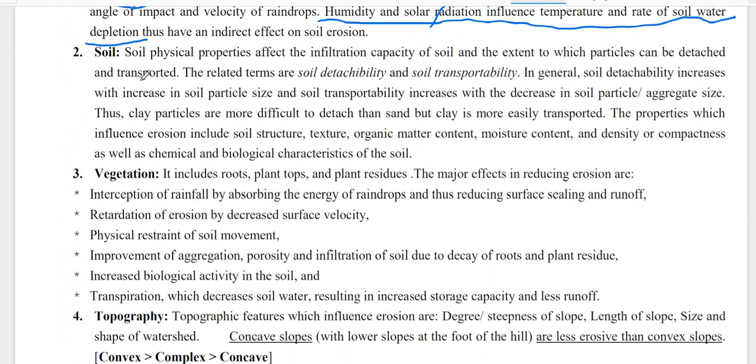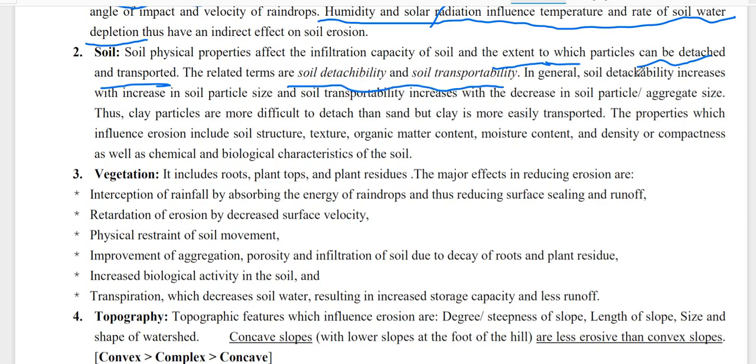Now the second is the soil. Soil physical properties affect the infiltration capacity of the soil, and the extent to which the particles can be detached and transported. So to some extent it will also depend on detachment and transport. The related terms are soil detachability and soil transportability. We will see these.